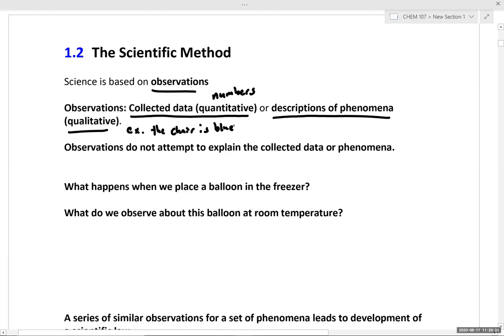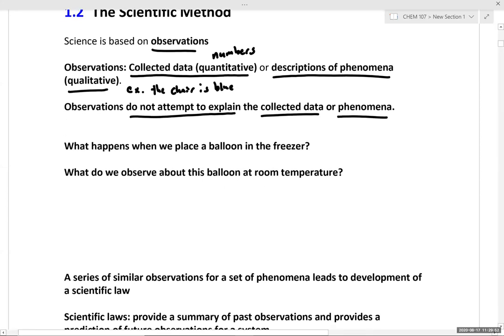Okay, now a key feature of observations is that they do not attempt to explain the collected data or phenomena. Observations are simply what data have we collected, what phenomena has occurred. So let's look at an example.